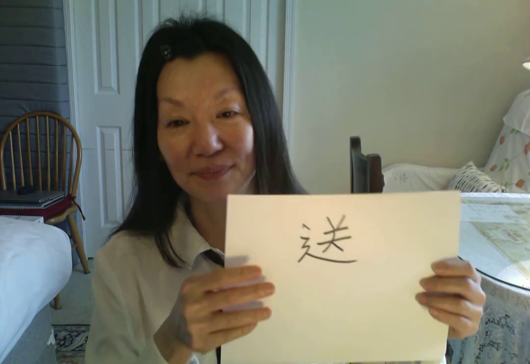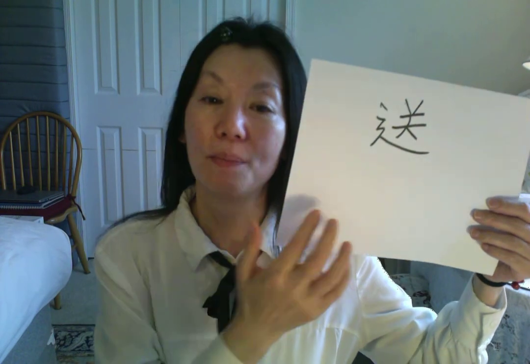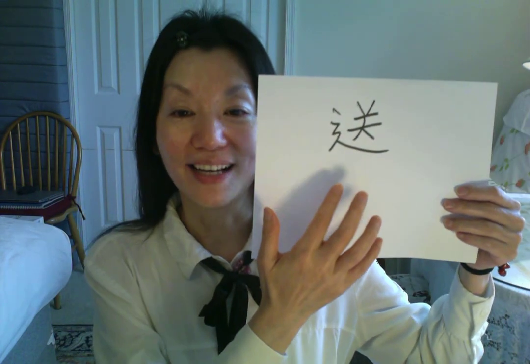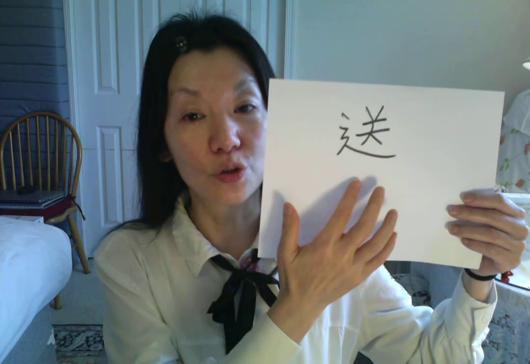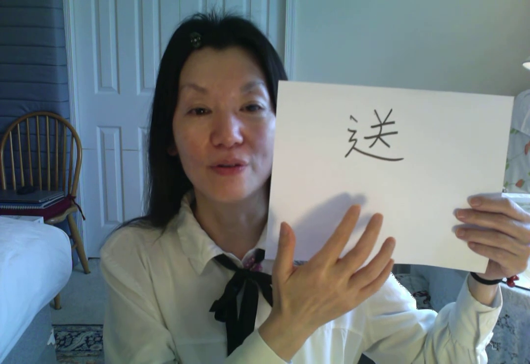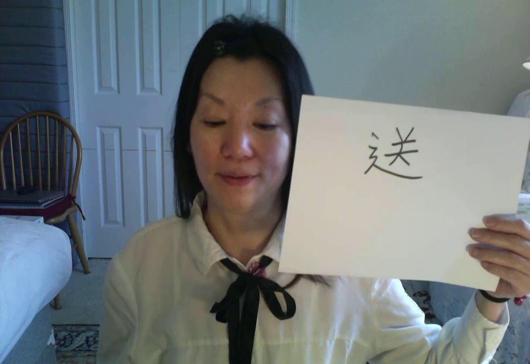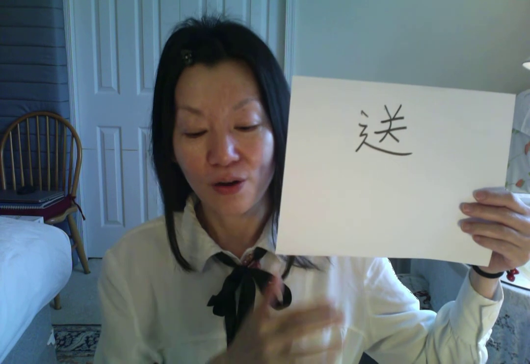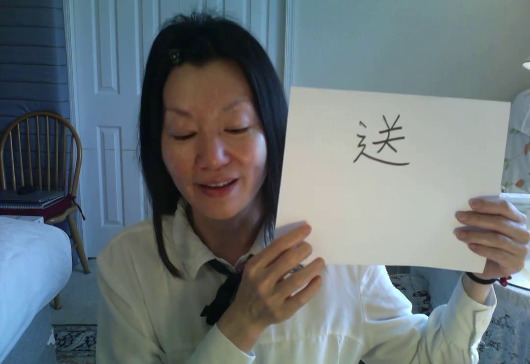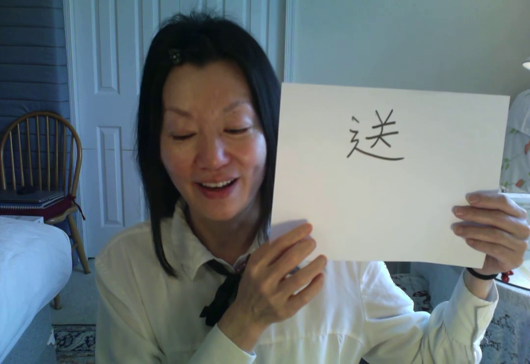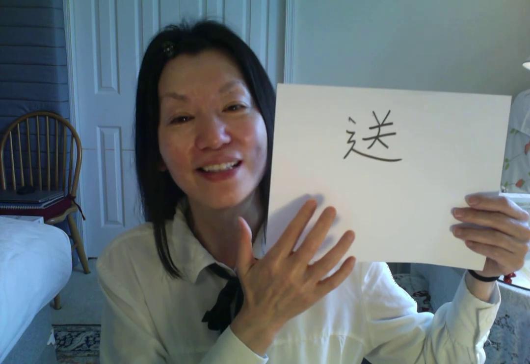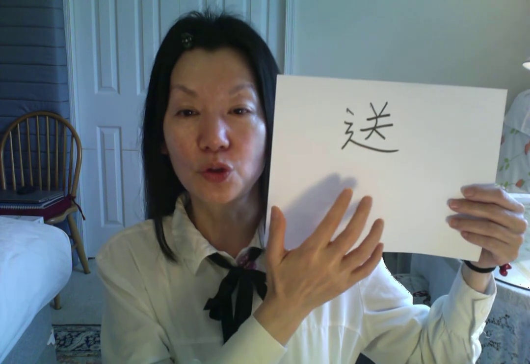Next one, we say what? This card. Okay, pronounce. Your turn. 送, yes. 送, one more time. What is the meaning? 送, okay, to see off, or to take someone somewhere, right? 送, one more time. 送, okay.